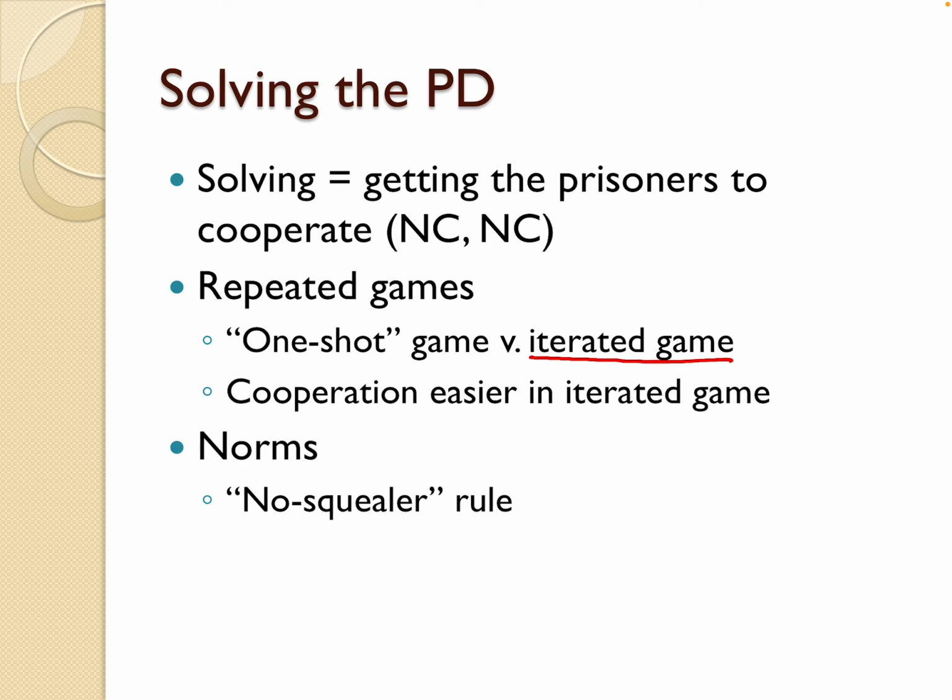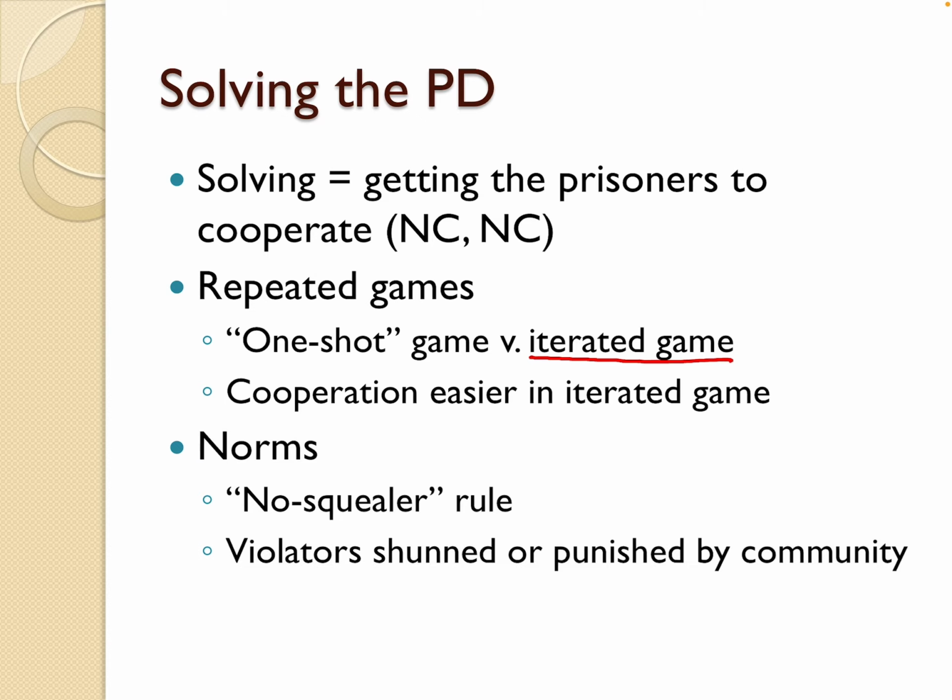And the more that norm gets created, the more likely cooperation between the prisoners can happen. Violators of this rule, this norm, are shunned or punished by the community. Other criminals won't work with them. They may even try to harm them in some way.